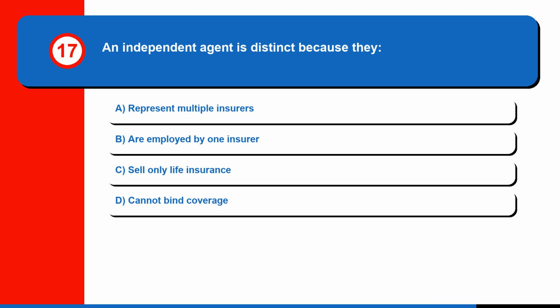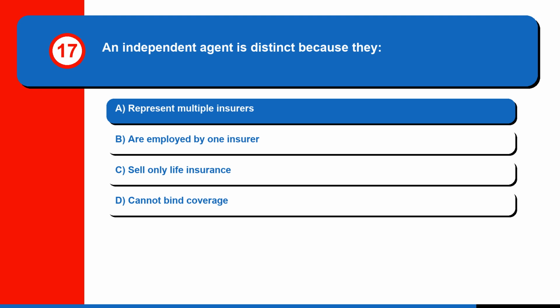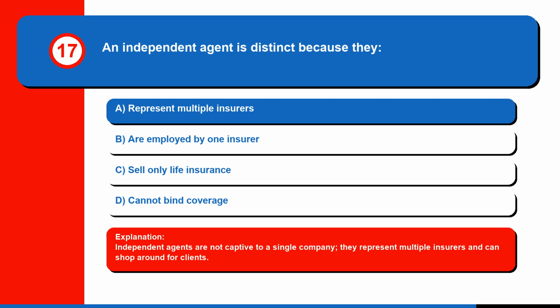Question 17. An independent agent is distinct because they A. Represent multiple insurers, B. Are employed by one insurer, C. Sell only life insurance, or D. Cannot bind coverage. The correct answer is A. Represent multiple insurers. Independent agents are not captive to a single company; they represent multiple insurers and can shop around for clients.